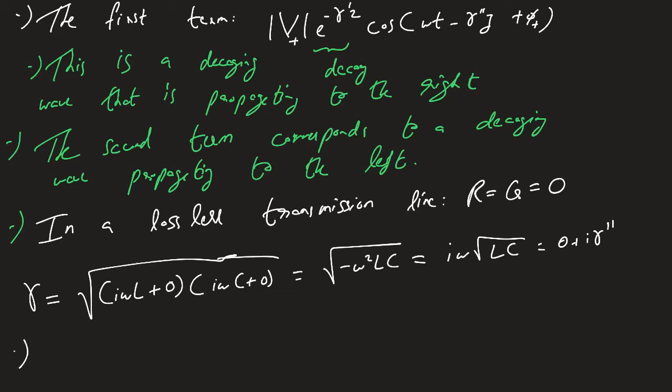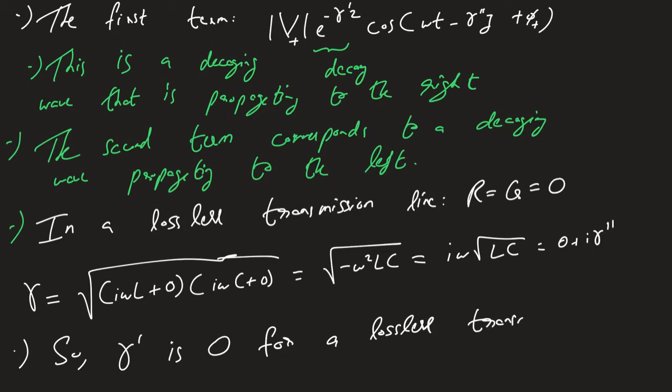So what this means is gamma prime is 0 for a lossless transmission line. Right? And that makes sense, because in a lossless transmission line, your voltage should not be decaying, right? As it passes through this transmission line. So if that's good, then once again we are now in position.